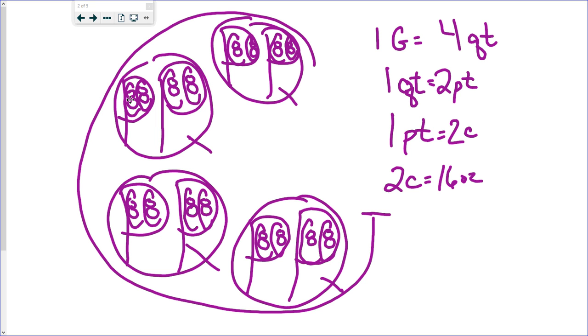And so we have our big G. 1 gallon equals 4 quarts. 1 quart is 2 pints. 1 pint is 2 cups. We could say 2 cups is 16 ounces, or we could even say 1 cup equals 8 ounces. All right, so that's kind of what it looks like as a visual. And we can go back to that and use it to help us do our math.